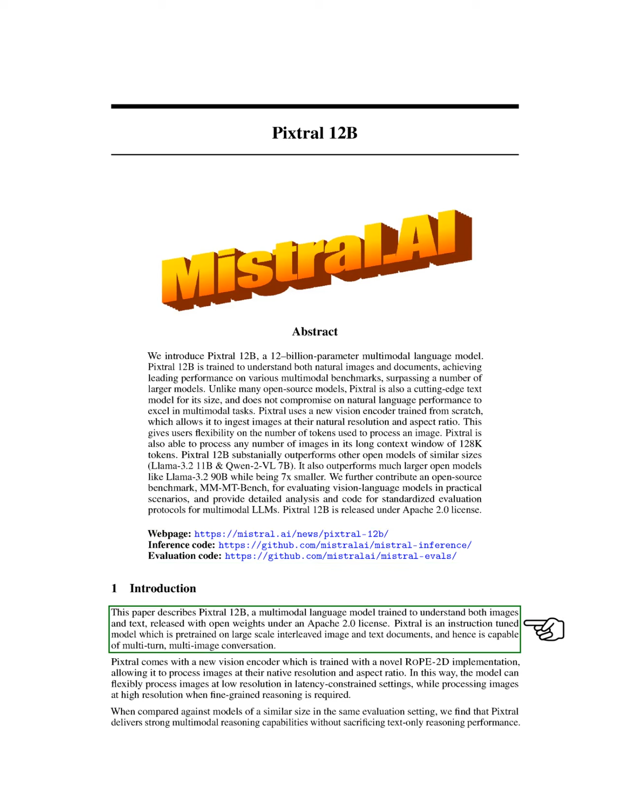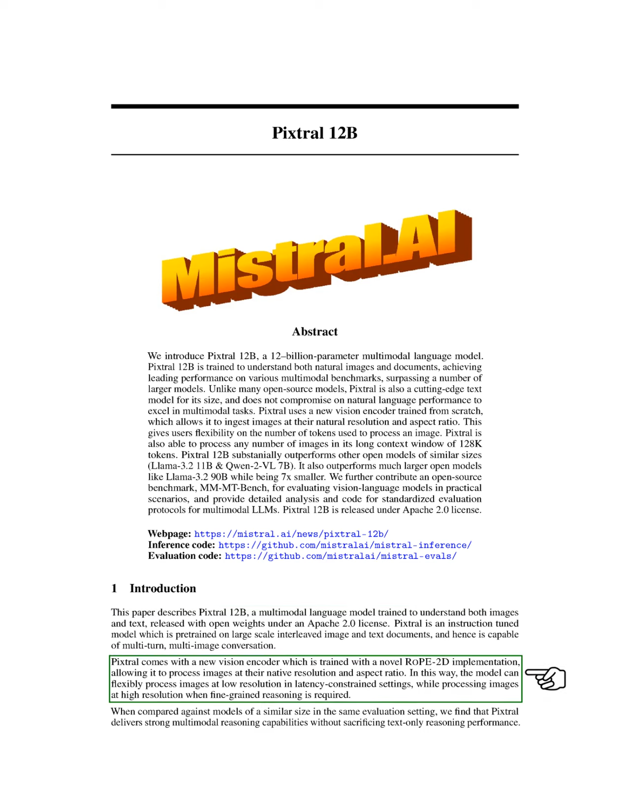In the introduction, we describe Pixtral 12B as an instruction-tuned model pre-trained on a large dataset of interleaved images and text, enabling it to engage in multi-turn, multi-image conversations. Our novel RoPE-2D implementation in the vision encoder allows for processing images at their native resolution, which is beneficial for both low-latency and high-resolution tasks.